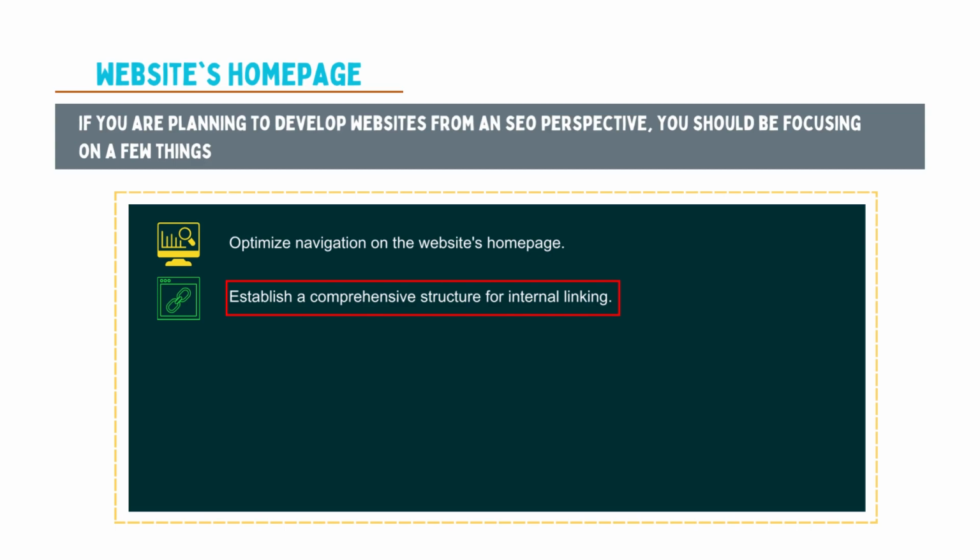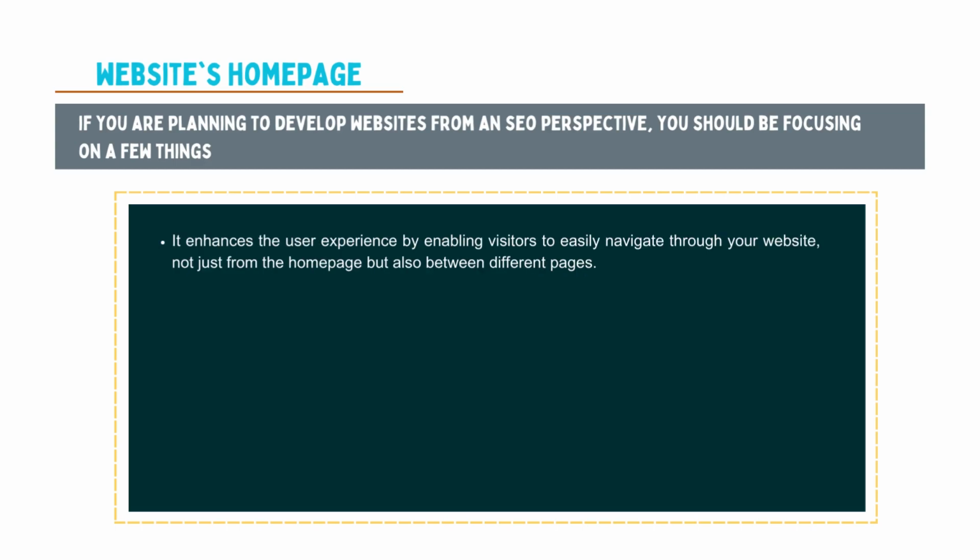for internal linking. While the homepage serves as a central hub for navigation, it is equally important to ensure that other pages within your website contain relevant links pointing to related pages. This serves two primary purposes. Firstly, it enhances the user experience by enabling visitors to easily navigate through your website, not just from the homepage, but also between different pages. This seamless navigation ensures a cohesive browsing experience for users.